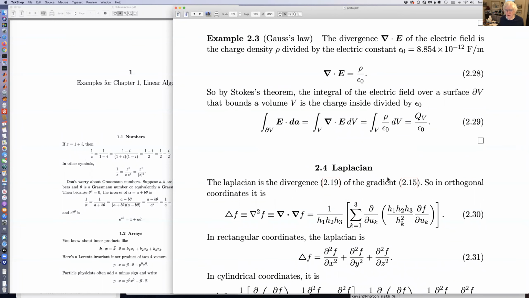Okay, Gauss's law, well, this is so important that I'll just mention the divergence of E, of course, is rho over epsilon 0, the electric constant. So by Stokes's theorem or Gauss's theorem, anyway, the integral of the electric field over the surface that bounds a volume is the charge inside divided by epsilon 0.